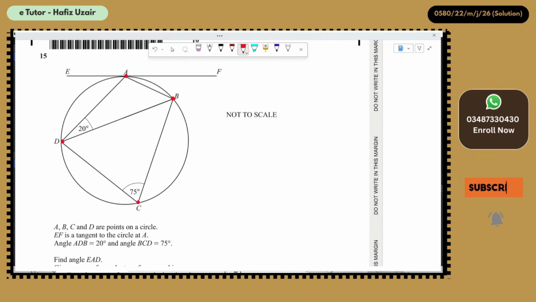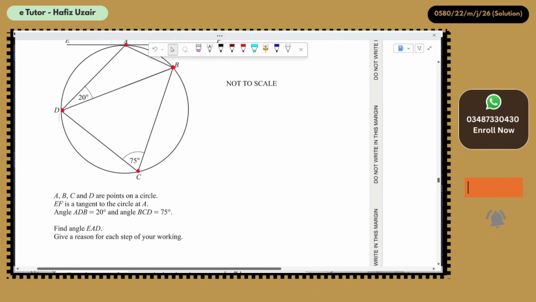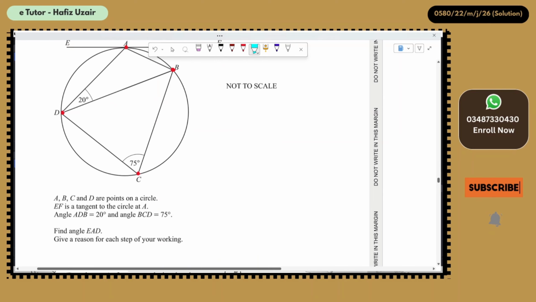A, B, C, and D. EF is tangent. You can check that this EF is tangent to the circle at A. Angle ABD is 20 degrees. What you are supposed to do is find the angle EAD. Give a reason for each step of your working.